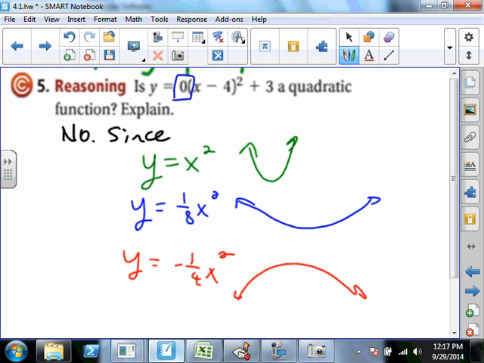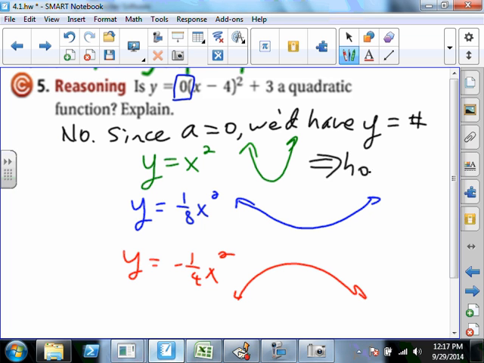Since a is 0, we would have y equals a number, which would give us a horizontal line. Okay. Since the a value is 0, we would just end up simplified with y equals some number, and that's a horizontal line, and horizontal lines are not quadratic. It would be a function. It'd pass the vertical line test, but it wouldn't be quadratic.